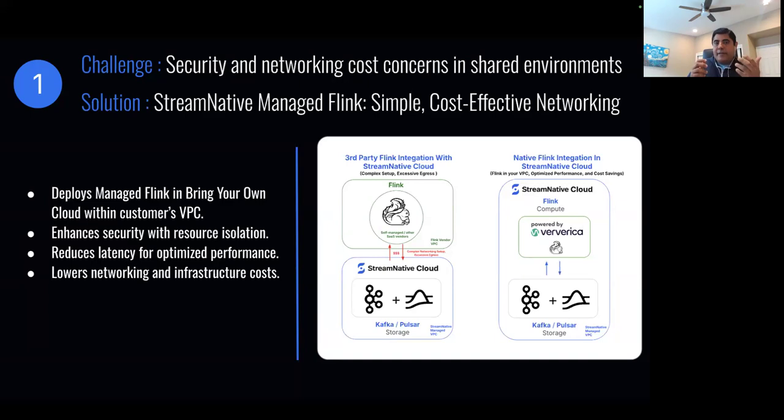So one of the steps we've taken here is to, first of all, make this service available out of the box within StreamNative Cloud. So you log into StreamNative Cloud, and in a matter of seconds, you have a managed Flink environment ready for you. And you can deploy your applications very quickly, right?